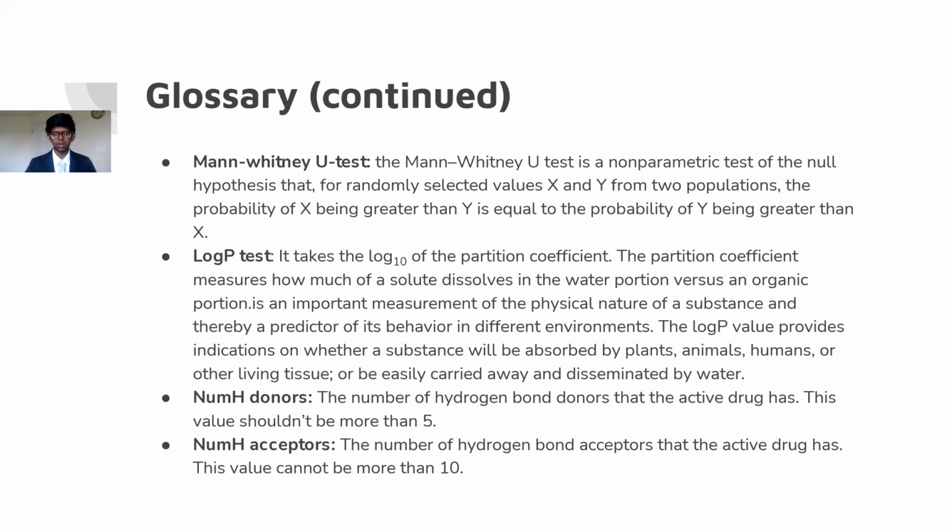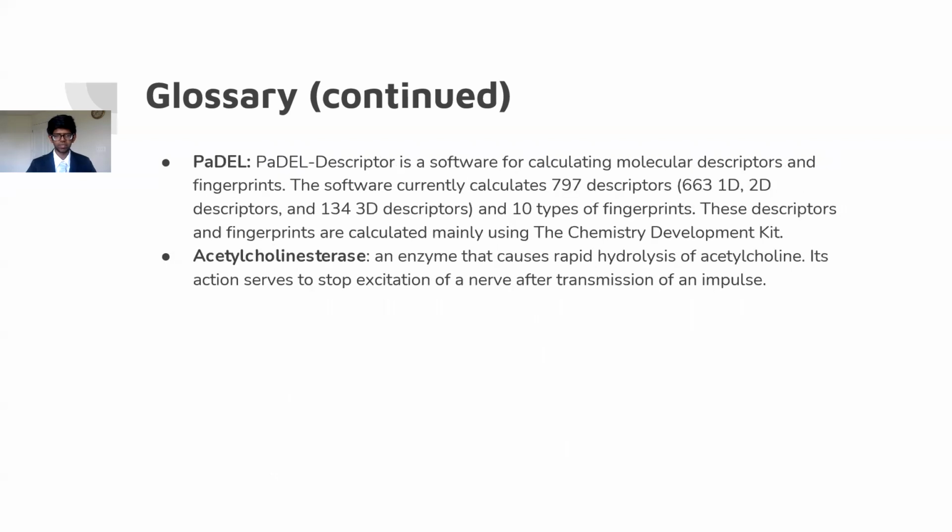So the number of hydrogen bond donors is the number of hydrogen bond donors that the active drug has, as created by the machine learning algorithm. This value should not be greater than 5. The same thing applies with the hydrogen bond acceptors, except the value cannot be greater than 10.